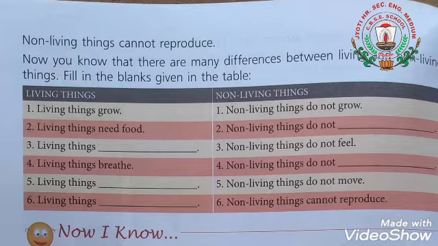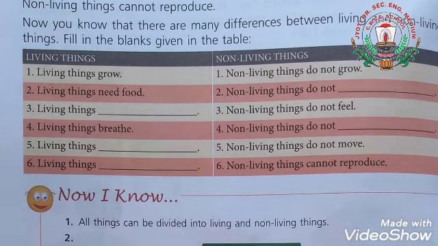Fill in the blanks given in the table. In this table, some of the difference points between living things and non-living things are given. Let us say living things grow. The first point is living things grow. Non-living things do not grow. Living things need food. Non-living things do not need food.